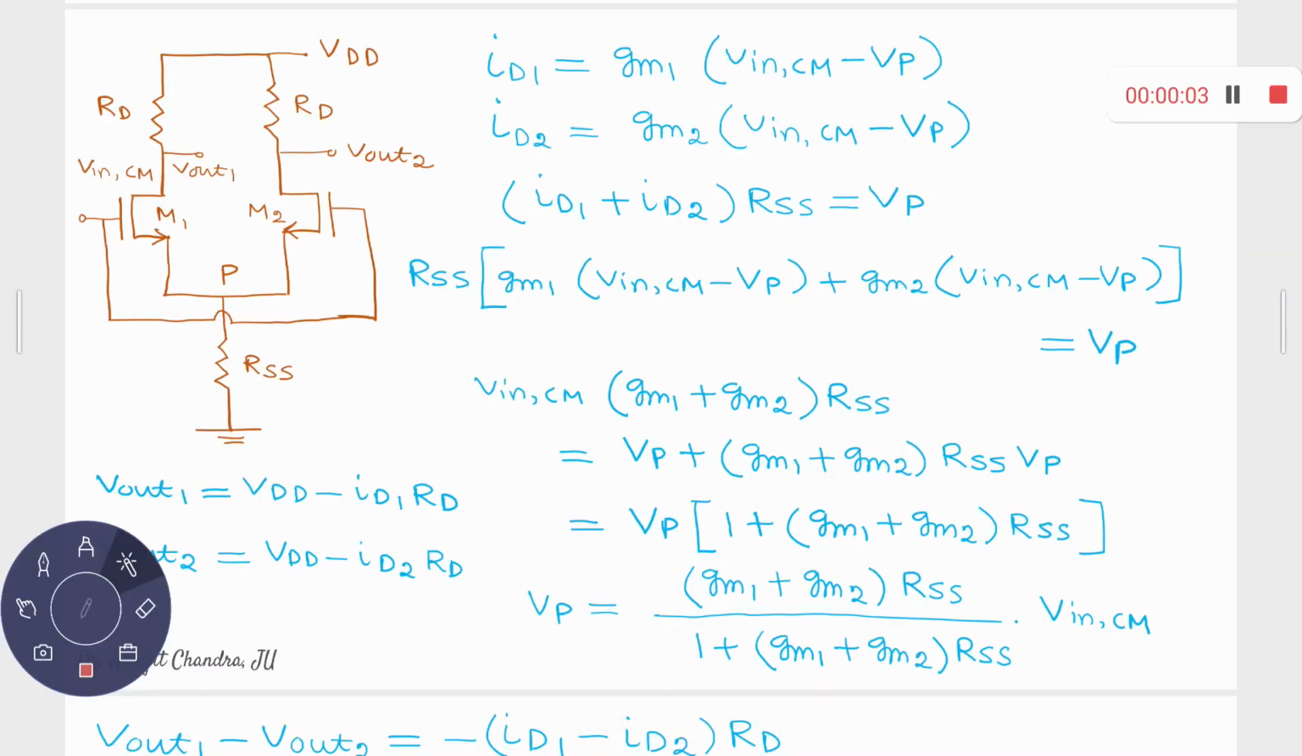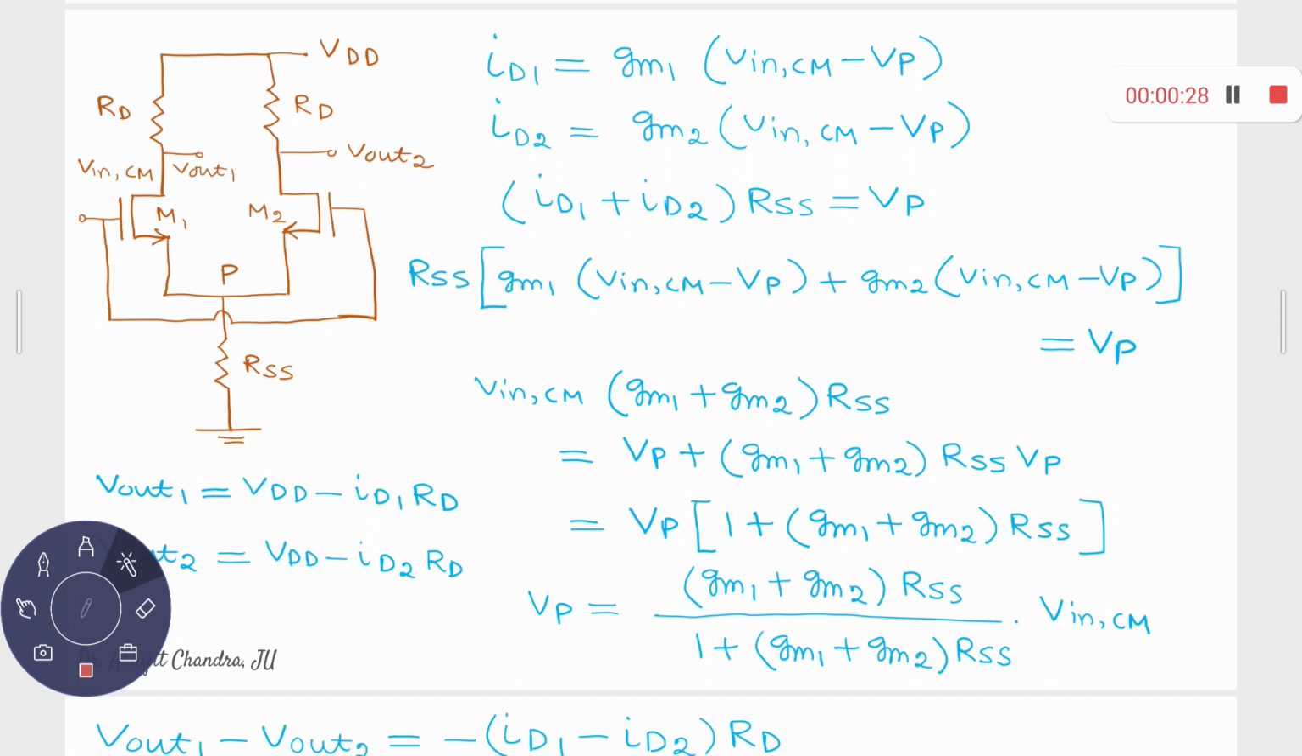So we discussed the small signal behavior of the differential pair last time, and we identified the expression for the voltage gain. It was identified as minus Gm times RT.